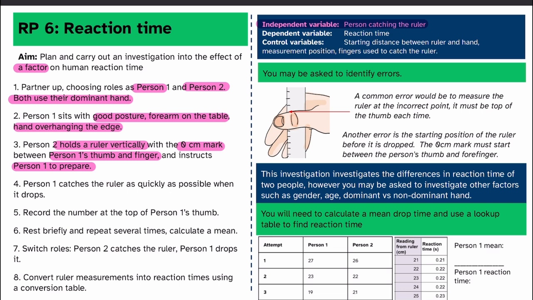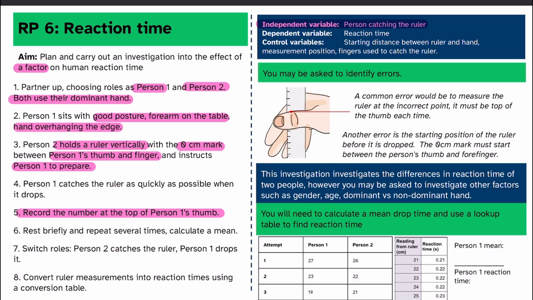Okay, they drop the ruler, the person will catch it as quickly as possible. And then what you do is you record the number on the ruler at the top of person one's thumb. So I've drawn a diagram here to show that, because that is a common error that might get shown up in an exam. If you recorded at the bottom, then that's not actually a reaction time. That's going to show you too low.